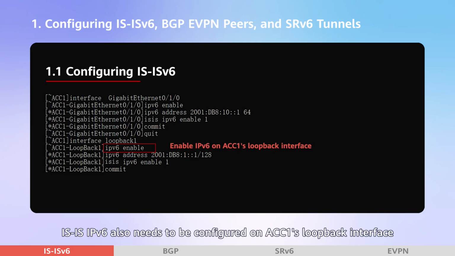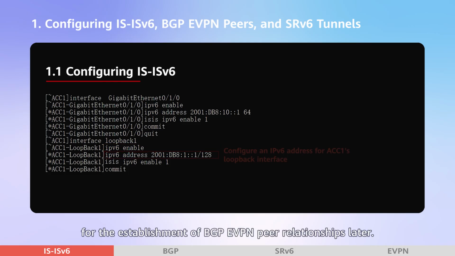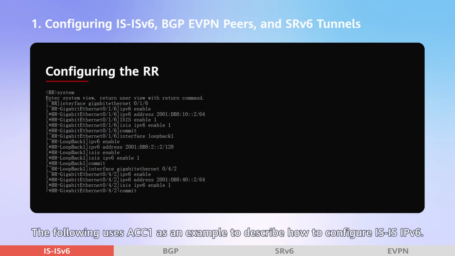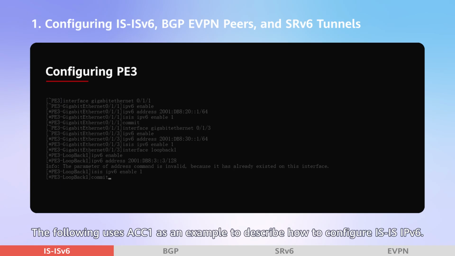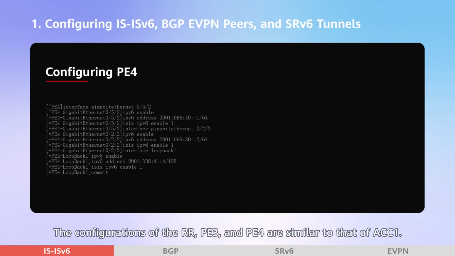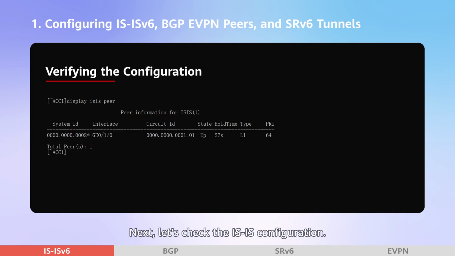IS-IS IPv6 also needs to be configured on ACC1's loopback interface for the establishment of BGP EVPN peer relationships later. The configuration process is similar to the preceding one. The following uses ACC1 as an example to describe how to configure IS-IS IPv6. The configurations of the RR, P3, and P4 are similar to that of ACC1. Next, let's check the IS-IS configuration.